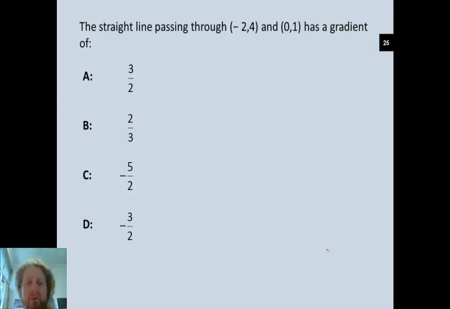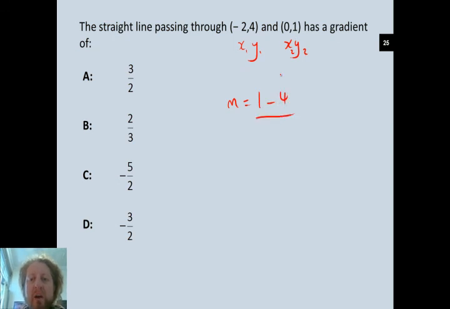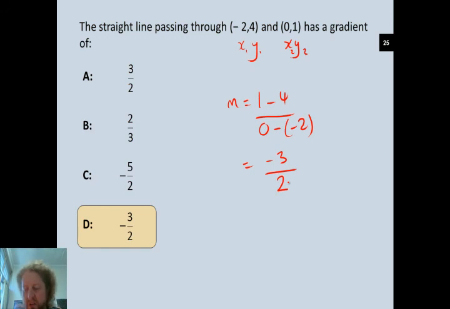So just a quick pause if you like. The straight line passing through there and there. Okay, xy, xy, you can be 1s, you can be 2s. My gradient is y2 minus y1 over x2 minus x1 equals 1 minus 4, which gets me to a backwards minus 3. 0 minus minus 2 is a 0 plus 2. It's a minus 3 on 2. It's D. We got it right.